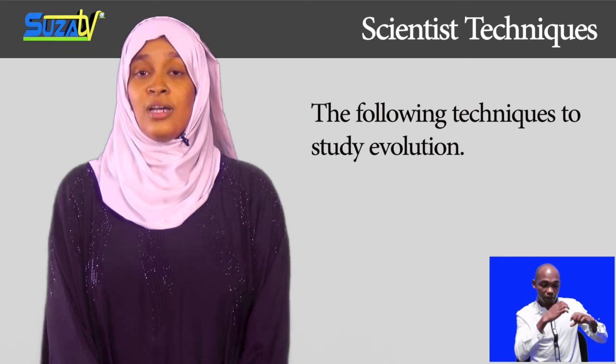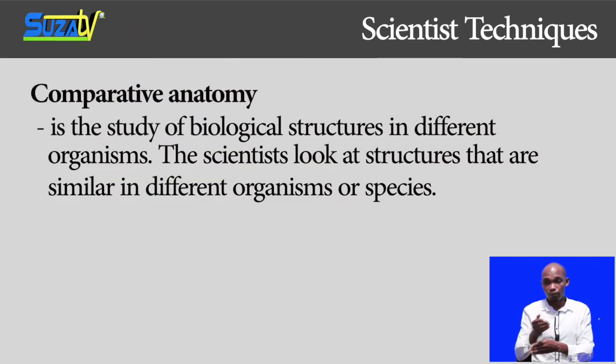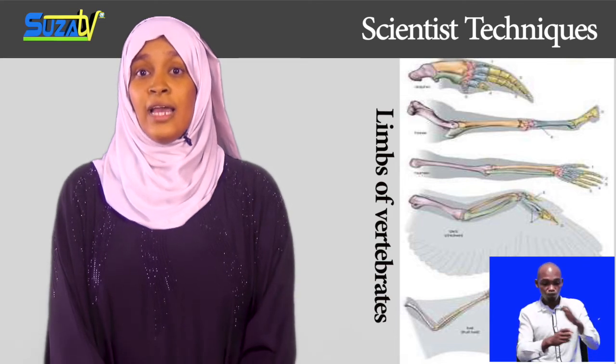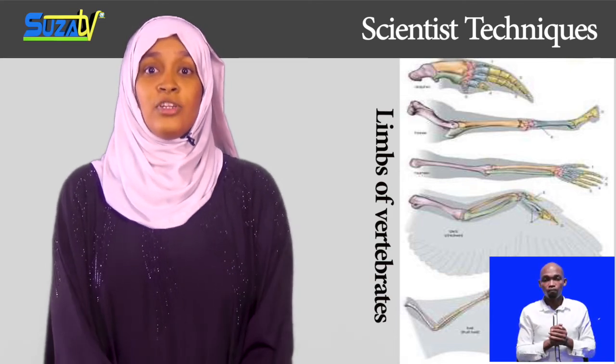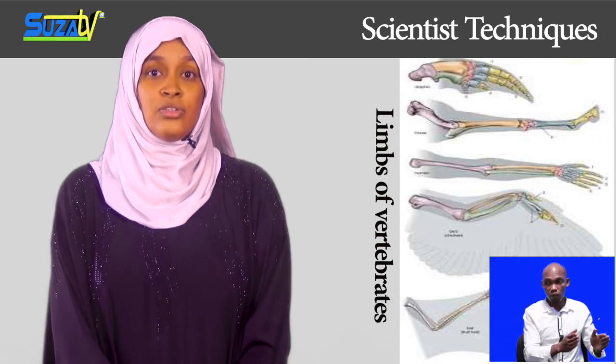Scientists use the following study techniques to study evolution. First, comparative anatomy. Comparative anatomy is the study of biological structures in different organisms. The scientists look at structures that are similar in different organisms or species. Example, limbs of vertebrates such as human beings, goats, and wings of birds are used for different purposes, but they have a basic design structure.